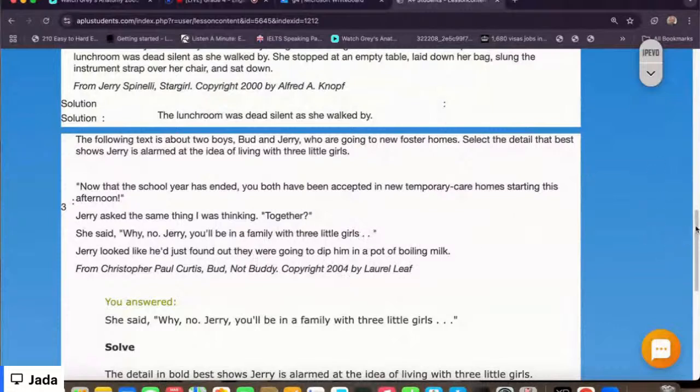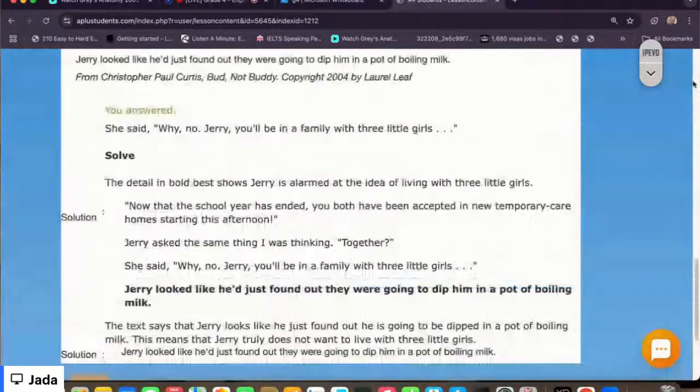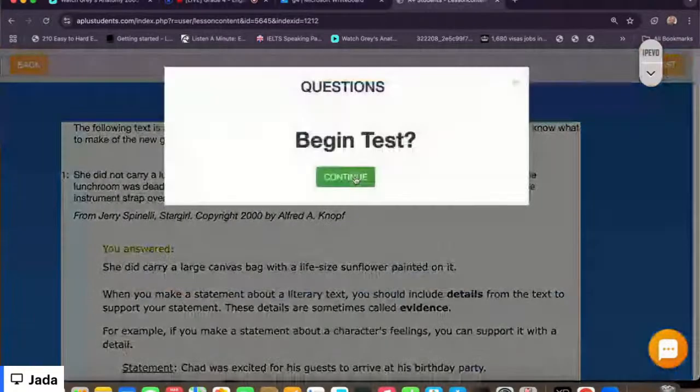All right, so this is taken from a story. Okay, so let's see. The text says that Jerry looks like he just found out he's going to be dipped in a pot of boiling milk. This means that Jerry truly does not want to live with three little girls. All right? Okay. So let's go to the test and you can share your answers with me.